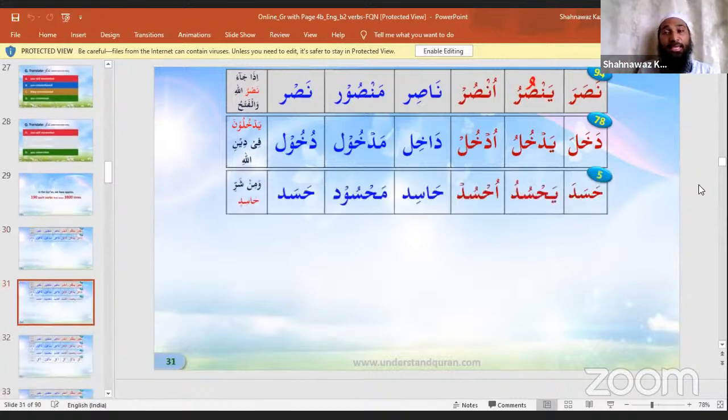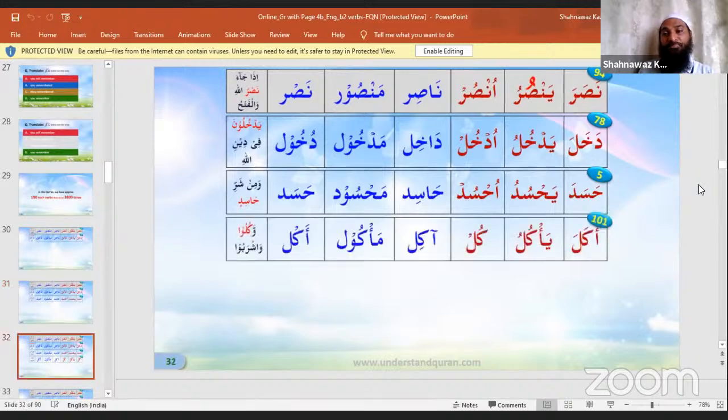Hasada, he envied. Yahsudu, he is envying. Husud, envy. Hasid, the one who envies. Mahsud, the person who is envied. Hasad is the act of envying. Min sharri hasidin iza hasad. Iza hasad, whenever he does hasad. We have seen these in the small ayah that we have taken in course 1.